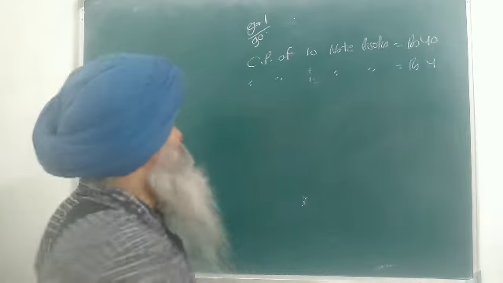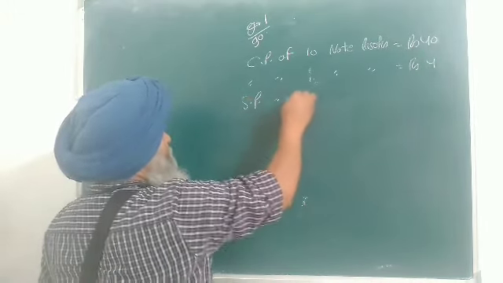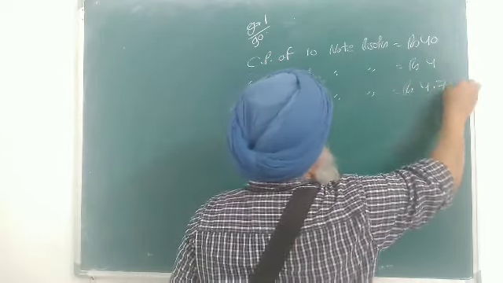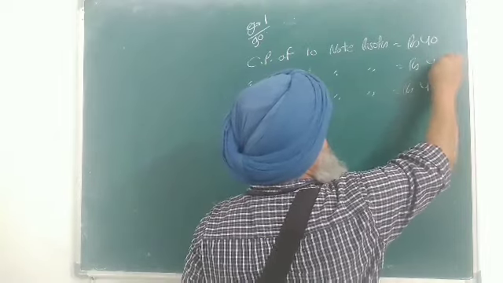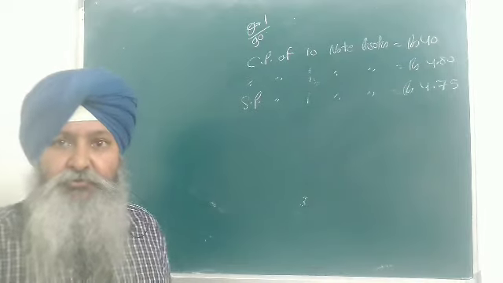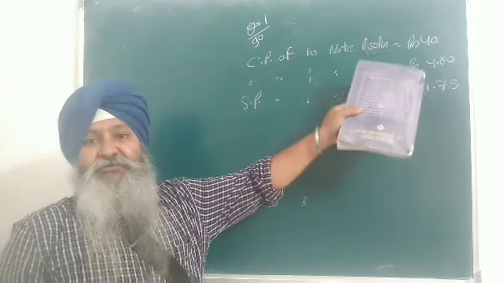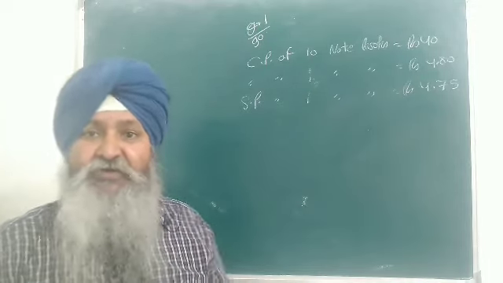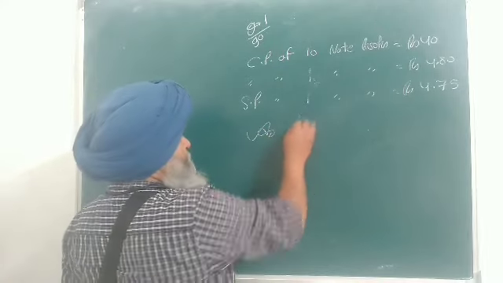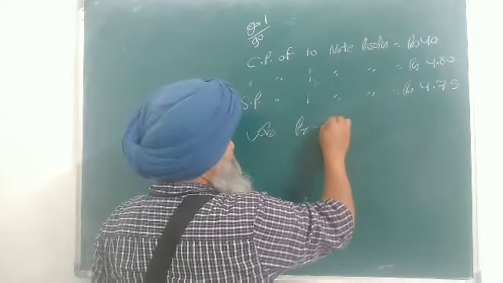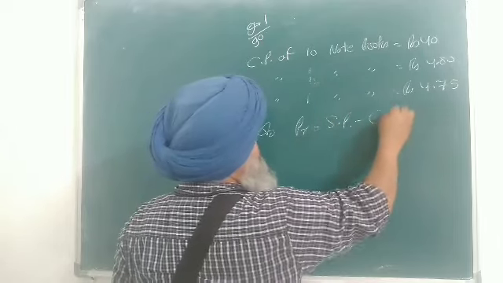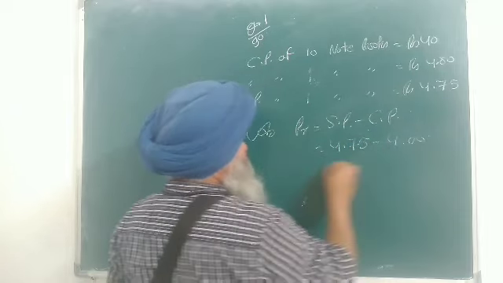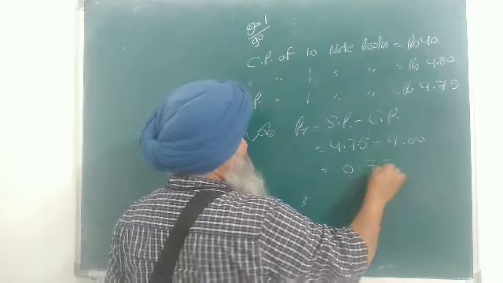Unitary method. Selling price of one notebook according to them is rupees 4.75. To make them like decimals, let me write the cost also as 4.00. Now naturally she is purchasing at the rate of rupees 4 and selling at the rate of 4 rupees 75 paisa, so naturally she is getting the profit. Profit is equal to SP minus CP, 4.75 minus 4.00 is equal to 0.75.